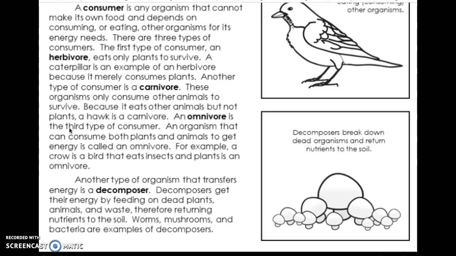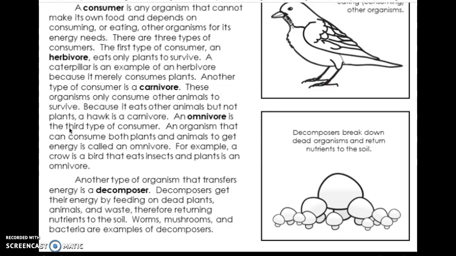Going to the third paragraph that starts with a consumer. A consumer is any organism that cannot make its own food and depends on consuming or eating other organisms for its energy needs. There are 3 types of consumers. The first type of consumer, an herbivore, eats only plants to survive. A caterpillar is an example of an herbivore because it merely consumes plants.